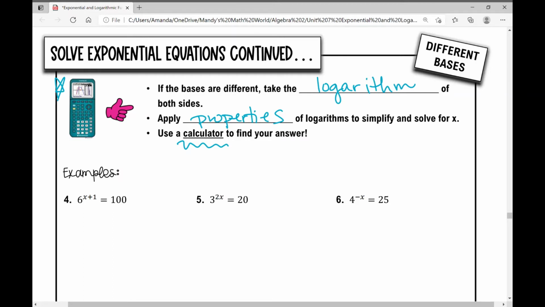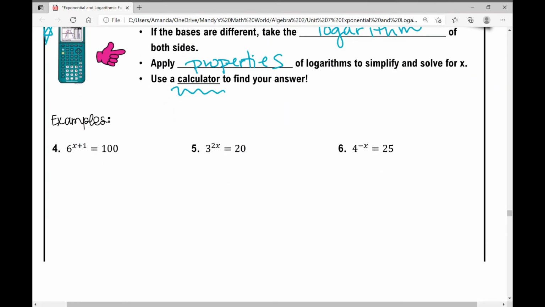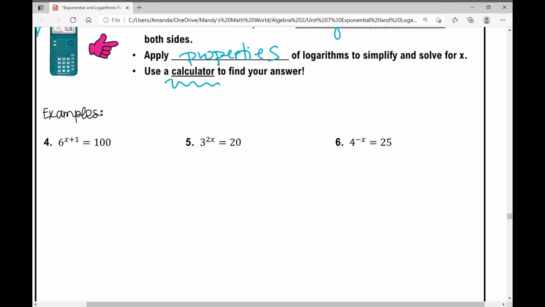So let's look at example number 4. It says 6 to the power of x plus 1 equals 100. And when I look at this example, I know that I cannot create expressions with the same base.